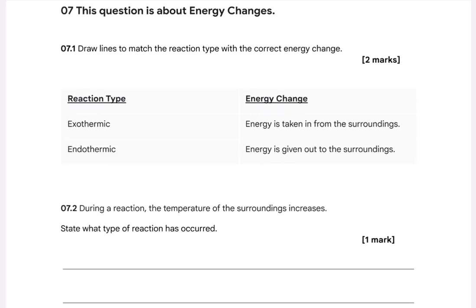Here we've got another dot-to-dot question asking us to join these two energy changes, exothermic being the one which gets hot to the observer because that has released energy to the surroundings. It's released energy into your hand, it's released energy into the thermometer, and so the thermometer gets hot, it feels hot to your hand. Whereas an endothermic reaction takes energy in from the surroundings. So if you've got a moderate endothermic reaction in a test tube, that test tube would start to feel cold.